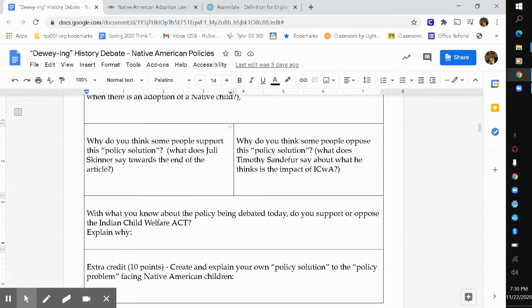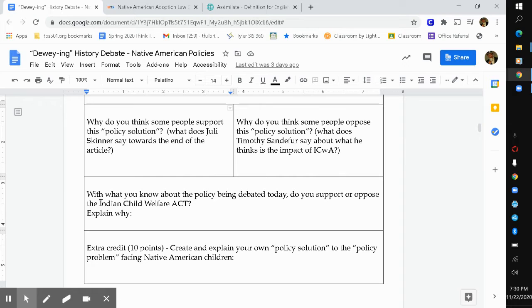Okay, so while the legal system is debating the Indian Child Welfare Act, do you think that it's in our country's best interest to uphold it? Do you think we should have a law on the books that says Native American children who are up for adoption, the priority should be getting them placed and adopted by a family who is Native American?